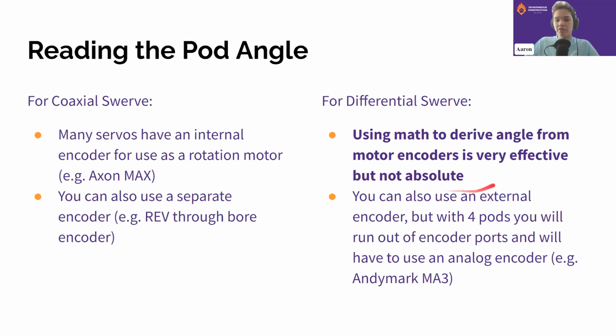In the case of differential swerve, what we do is we use more math to basically derive the angle based on the position of the motors, which I'll talk about in the next slide. And then we can also use an external encoder. But for our case, since we had 4 differential swerve pods, we actually ran out of encoder ports. And we could theoretically use an analog encoder like the AndyMark MA3, but those are expensive and not necessary since you can just do the math.